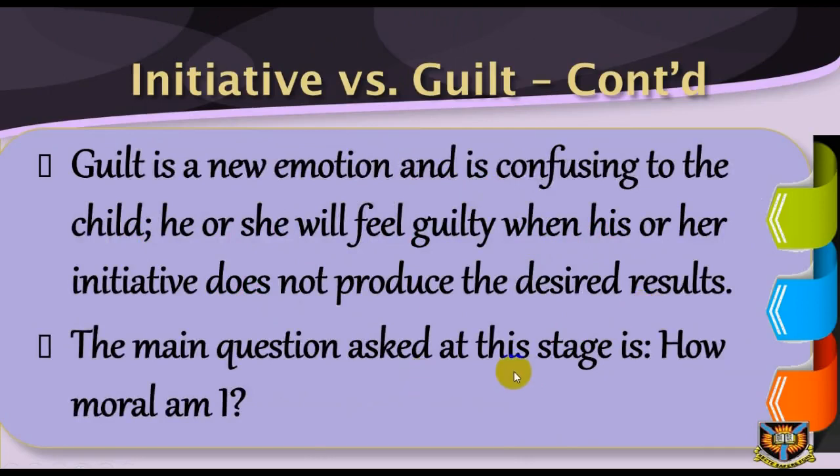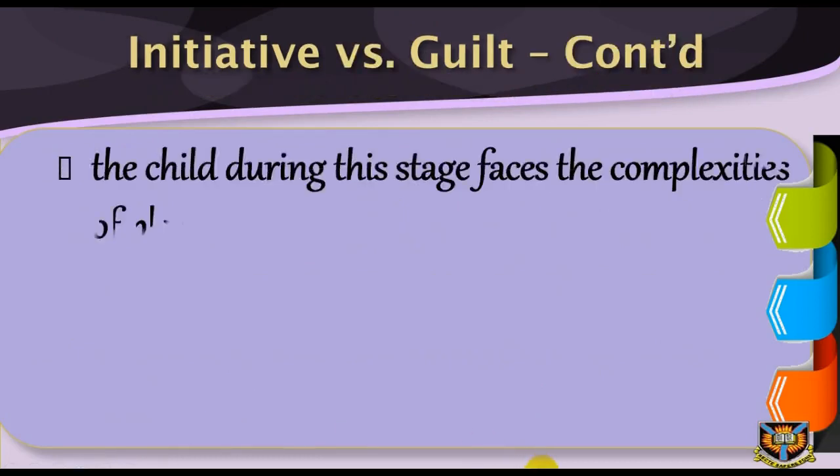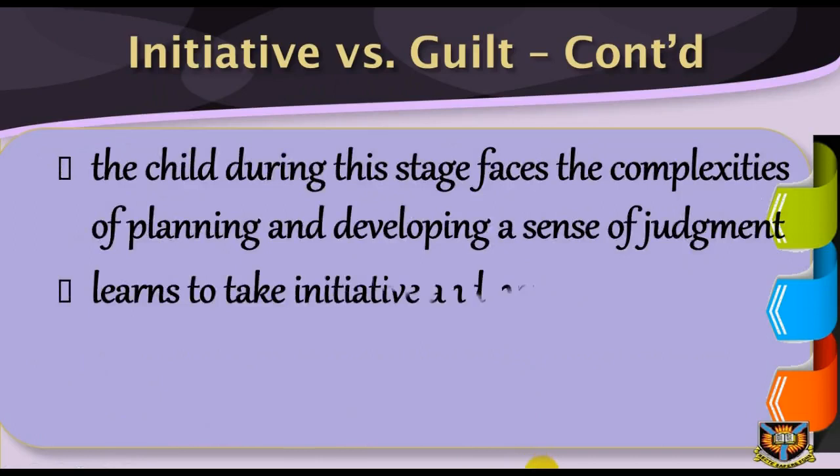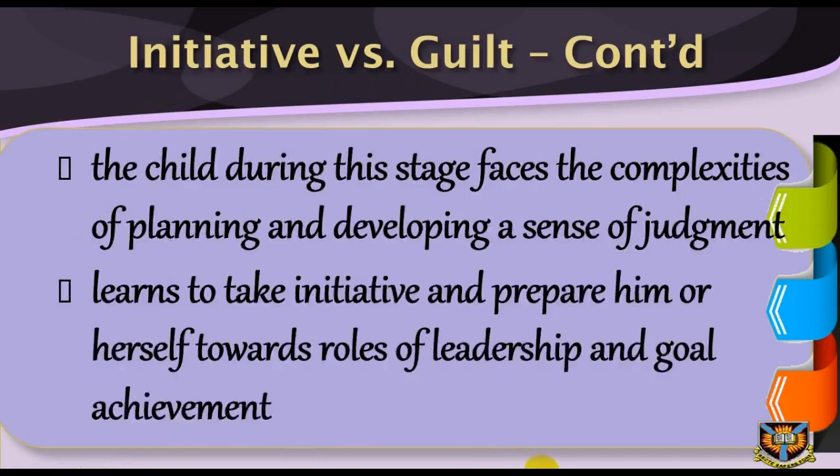The main question asked at this stage is, how moral am I? The development of courage and independence are what set preschoolers, ages 3 to 6 years of age, apart from other age groups. Young children in this category, ranging between 3 to 6 years of age, face the challenge of initiative versus guilt (Berk, 1997). As described in Berger and Boyd, 2004, the child during this stage faces the complexities of planning and developing a sense of judgment. During this stage, the child learns to take initiative and prepare him or herself towards roles of leadership and goal achievement.